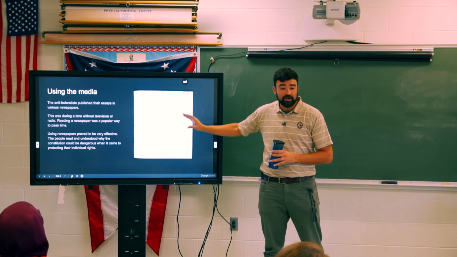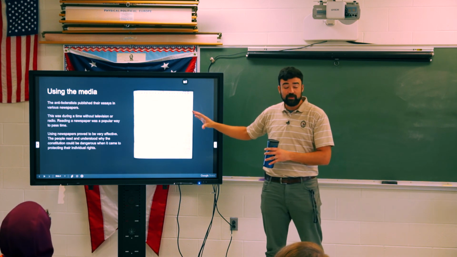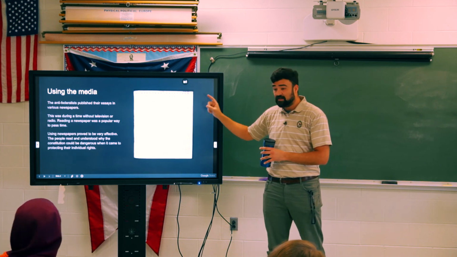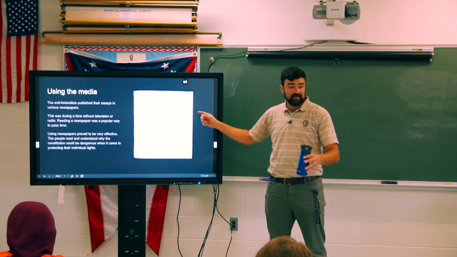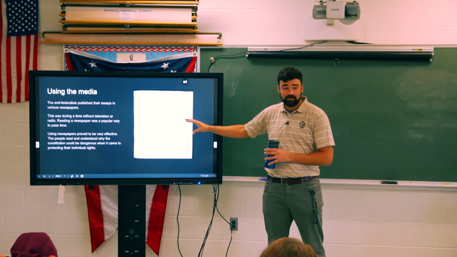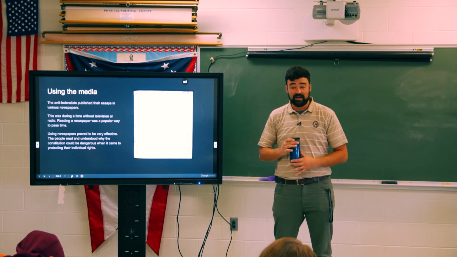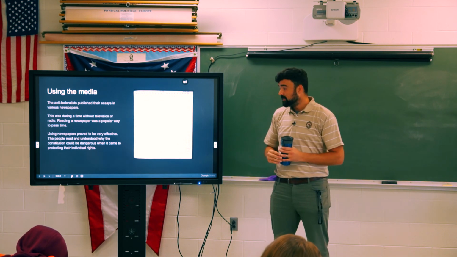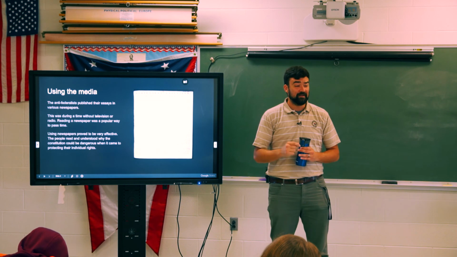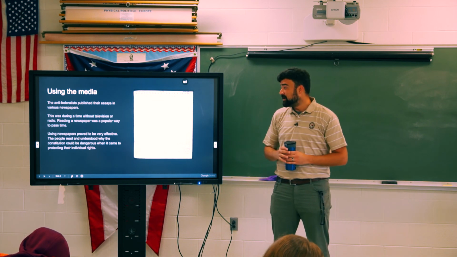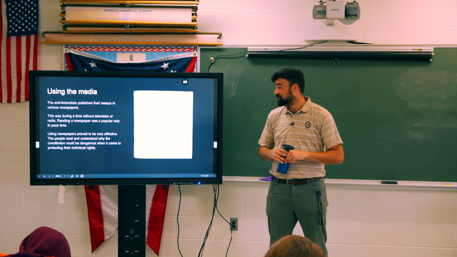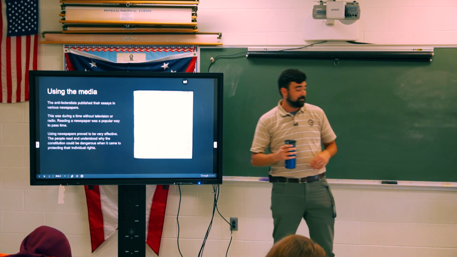This is where you would market your product. This is where you would tell people things you believe. This is back in this day, their form of media, social media, whatever you're thinking of, that was the key way that they communicated and spread ideas. These newspapers proved to be very effective. The people read and understood why the Constitution could be dangerous when it came to protecting their individual rights.